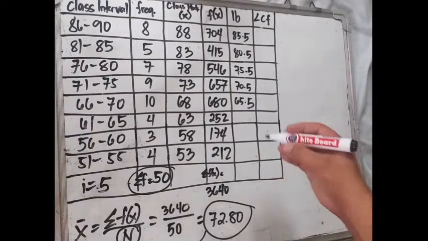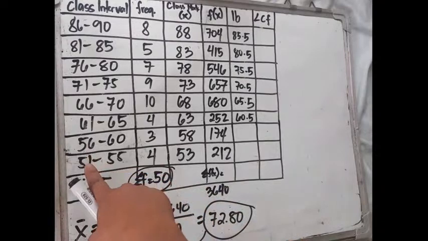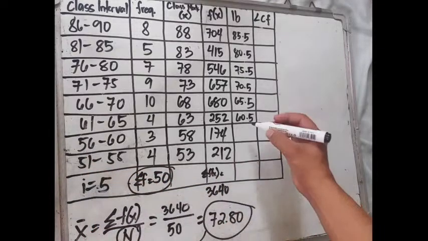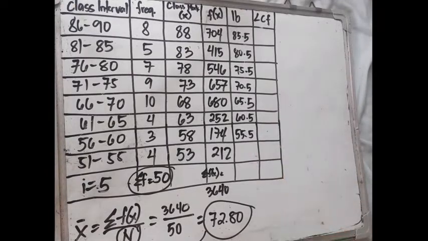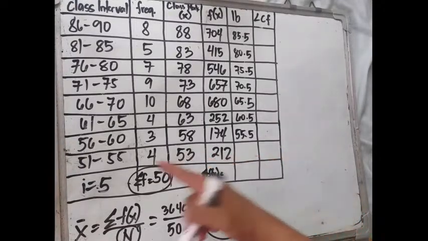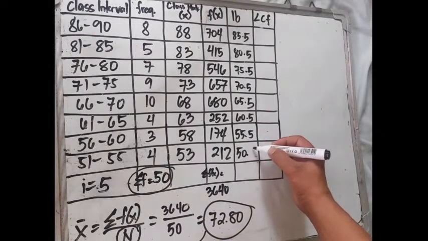Then 61 minus 0.5, that is 60.5. 56 minus 0.5, that is 55.5. Then 51 minus 0.5, that is 50.5.